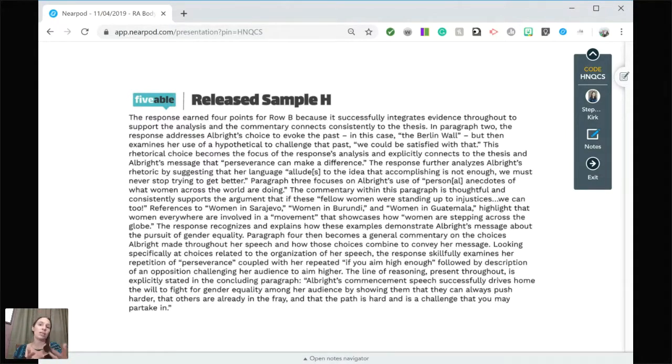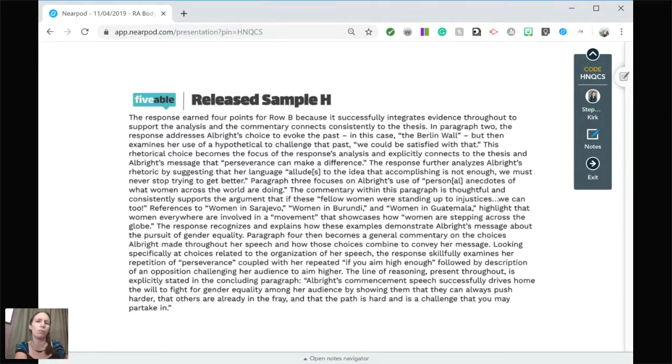So when you get these from your teacher or you're working through them in class, you can actually look at what these are and then use that to pull in evidence from yours. So release sample H did score a 4. Just as a heads up, it does get the point for the thesis statement, which you can see in the picture, and it does get the sophistication point. So, neat little tidbit there.